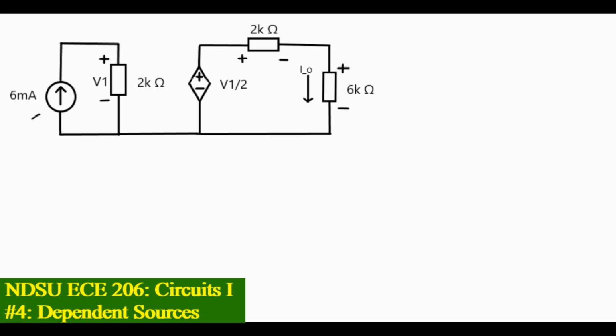Here we have a current source of 6 milliamps, a voltage designated V1 across a 2K ohm resistor, a dependent voltage source designated V1 over 2, and a current I.O. flowing through a 2K ohm resistor in series with a 6K ohm resistor.